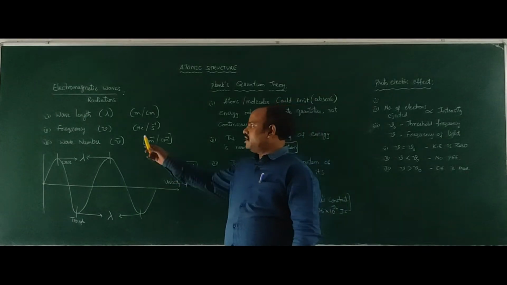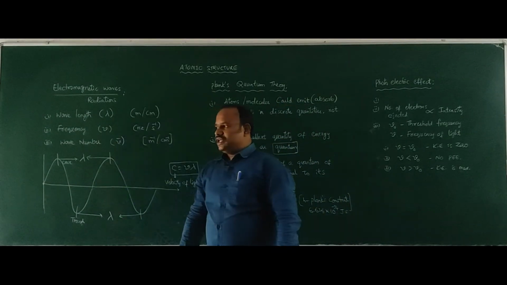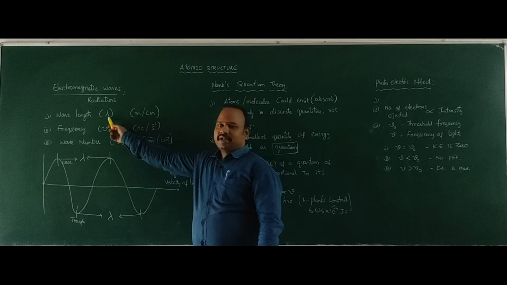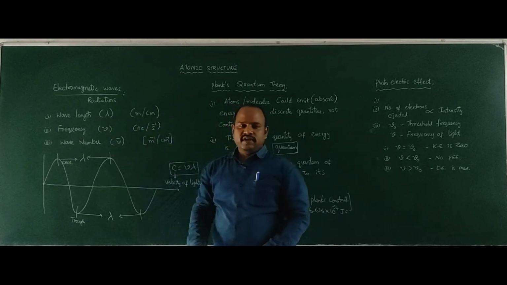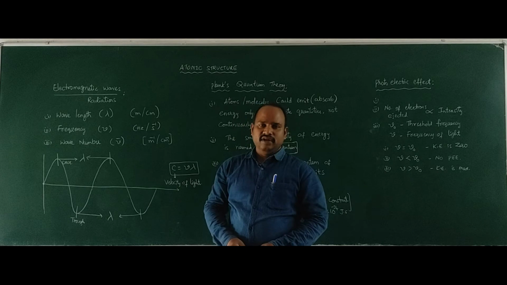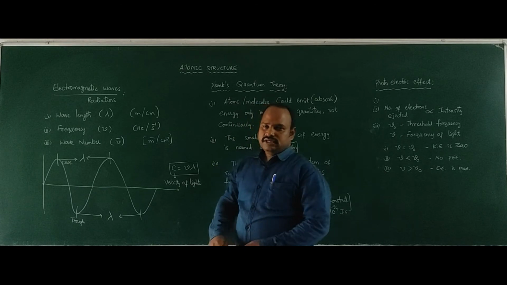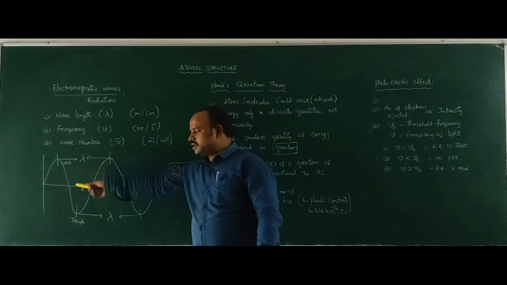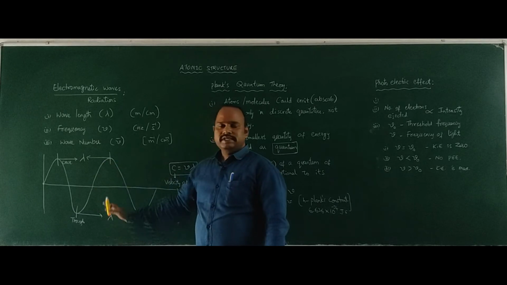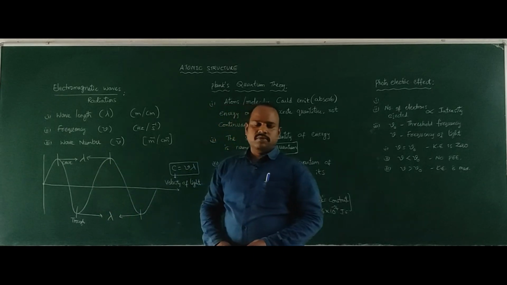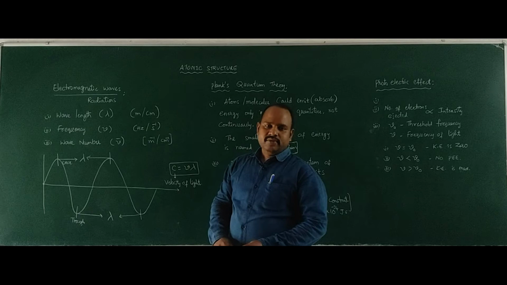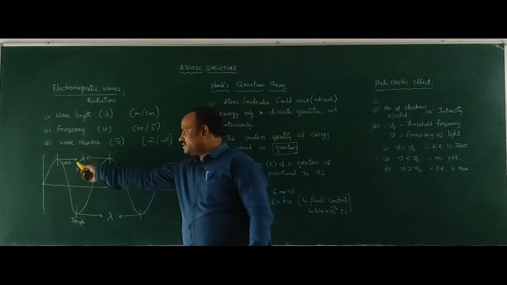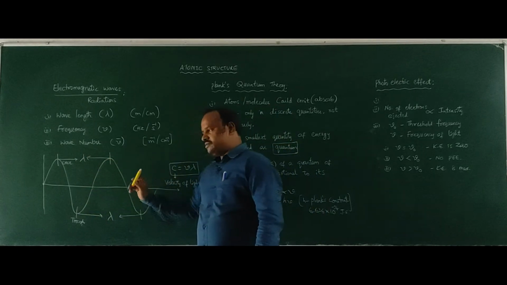The first parameter is the wavelength, indicated by lambda. We can define it as the length of a single wave. Just see the diagram. I have drawn a wave which is propagated through a single point. Some crests are there and some troughs are there.